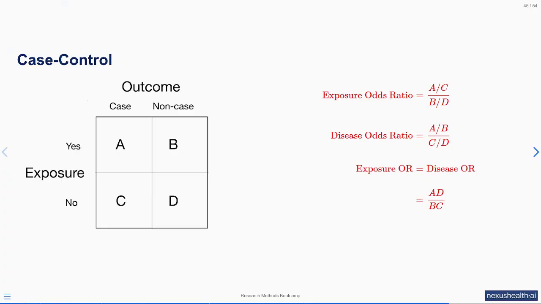And so the odds ratio is just given to us by A divided by C over B divided by D. So A over C is simply the odds of having the outcome in cases, while B over D is simply the odds of having the outcome in non-cases. And that's really what it is.